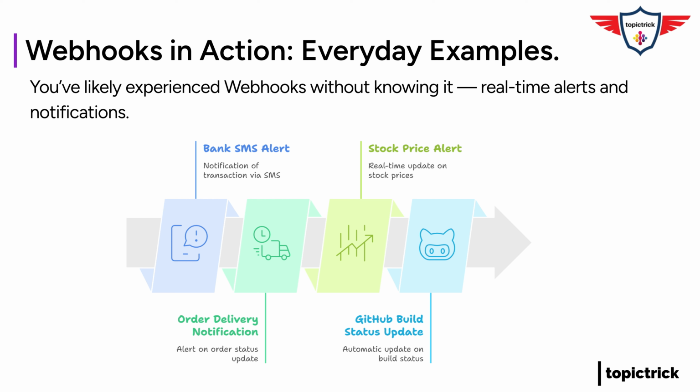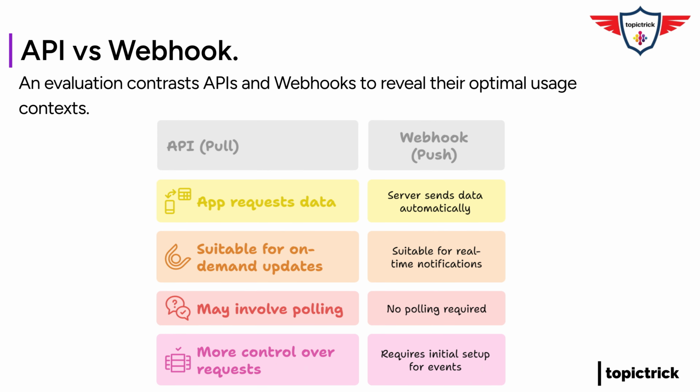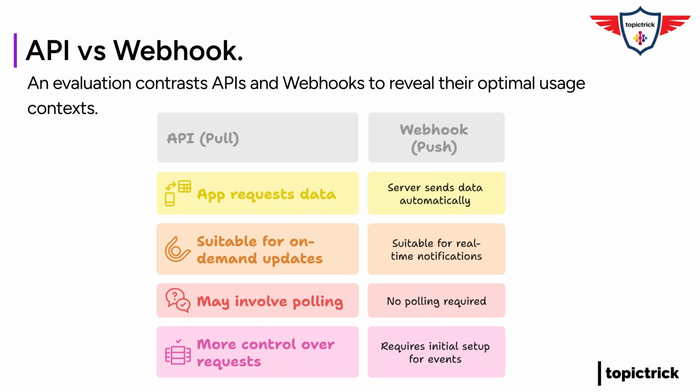Exactly. Or think about stock trading apps that need to show you price changes as they happen. Webhooks make that possible without hammering the servers with constant requests. So with APIs, I'm asking, it's a pull. With webhooks, I'm being told, it's a push. That's the key difference. You got it. It's a fundamental difference in how information flows between applications.